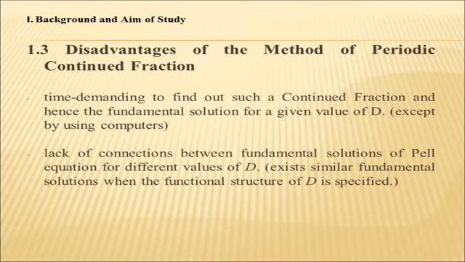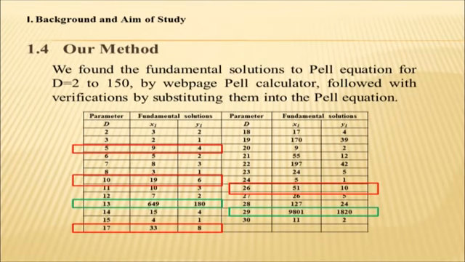We would like to point out some disadvantages of the method of using periodic continued fractions. First, it is time demanding to find such a continued fraction, and hence the fundamental solution, for a given value of d, except by using some technological help. Second, we think there is a lack of connection between fundamental solutions of Pell's equation for different values of d. Our method is to find the fundamental solutions to Pell's equations for d equals 2 until 150 by the web page Pell calculator, followed by verification by substituting them into the Pell equations.